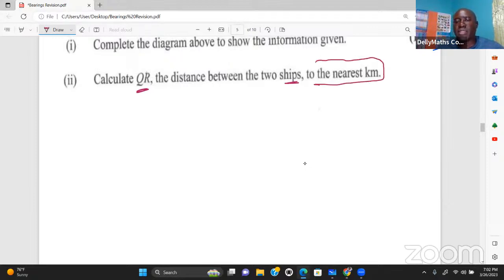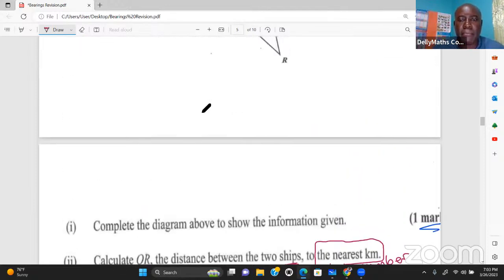So this is the first one since then that they're giving us that direct instruction to calculate to the nearest km. And when you see questions asking you to put your answer to the nearest kilometers, it is asking you for the nearest whole number. So this question is about whole numbers. We're not going to submit any decimal for the final answer, right? So let us see QR.